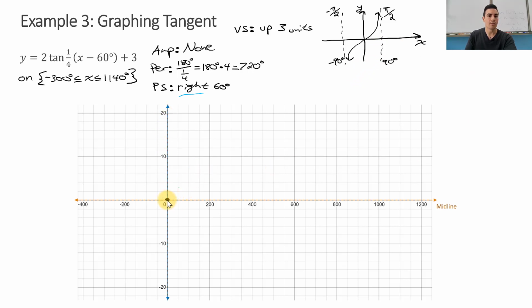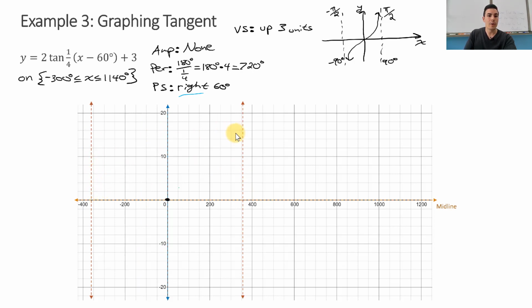I can go ahead and write my vertical asymptotes. We're going to write those at halfway of our period. So if my period is 720, then I'm going to go to the right 360 degrees and get a vertical asymptote there, and then to the left 360 degrees, and I get another vertical asymptote there.